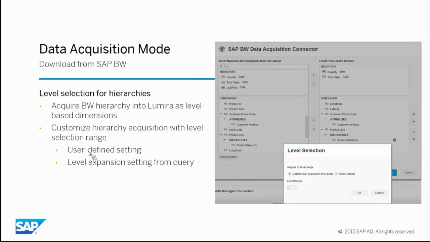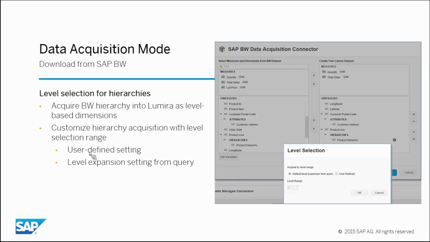So the other important element that comes into the picture with respect to BW is support for hierarchies. Lumira does support level-based hierarchies within the tool. When you select a hierarchy during the acquisition, by default, Lumira sets the range to level 2. So if you have more than 2 levels in your hierarchy and you want to acquire all the levels as part of acquisition, you can change this default range value to whatever number you want.